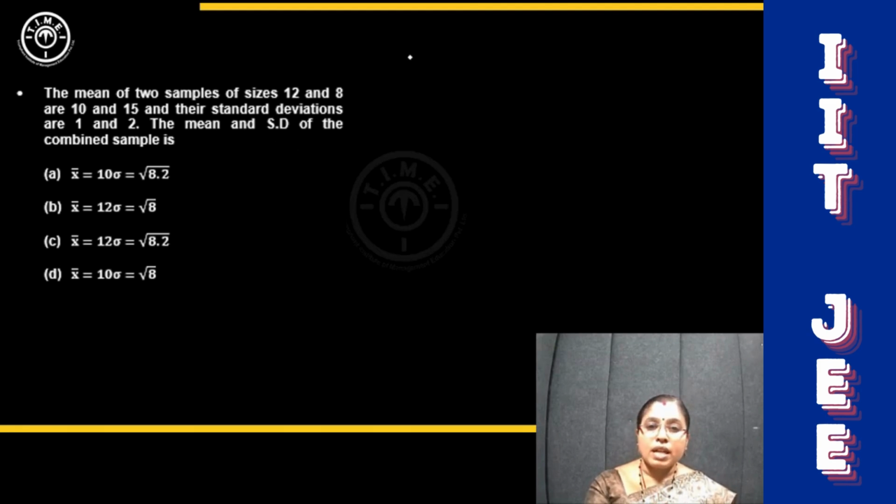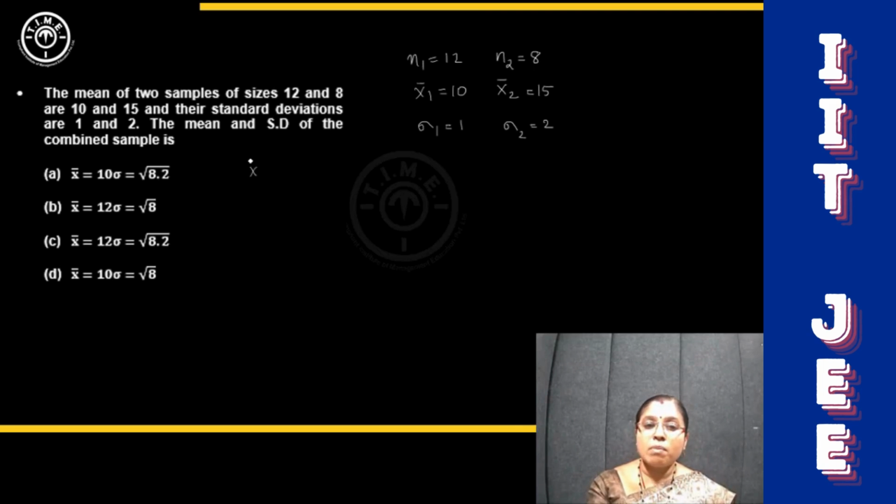So here given that n1 is equal to 12, n2 is equal to 8. Similarly, x1 bar equal to 10 and x2 bar is equal to 15. So the samples are of sizes 12 and 8 respectively, and the means are 10 and 15 respectively. And we are given the standard deviations, that is sigma 1 is equal to 1 and sigma 2 is equal to 2. So first let us find out the combined mean.